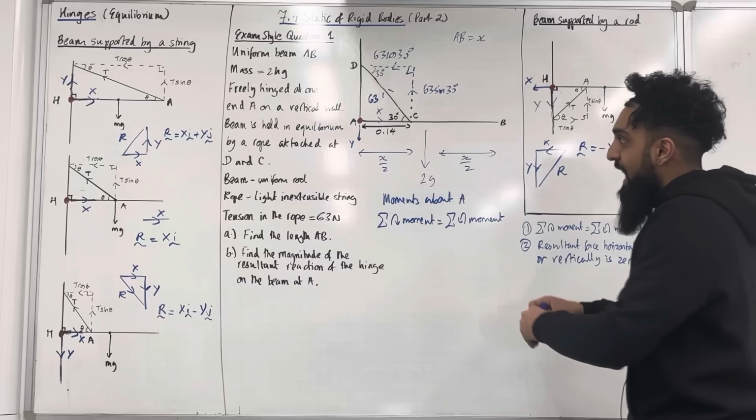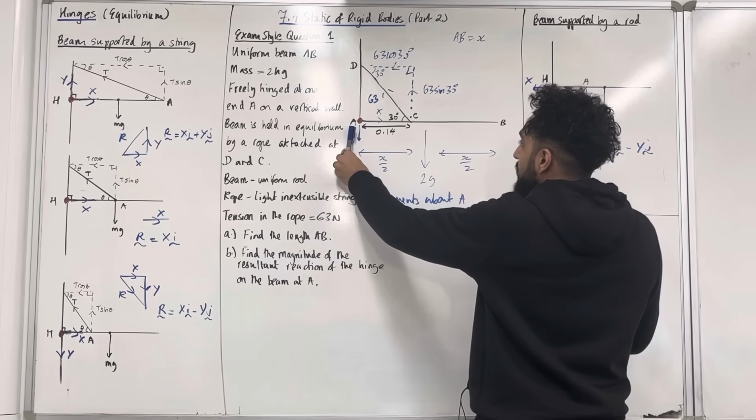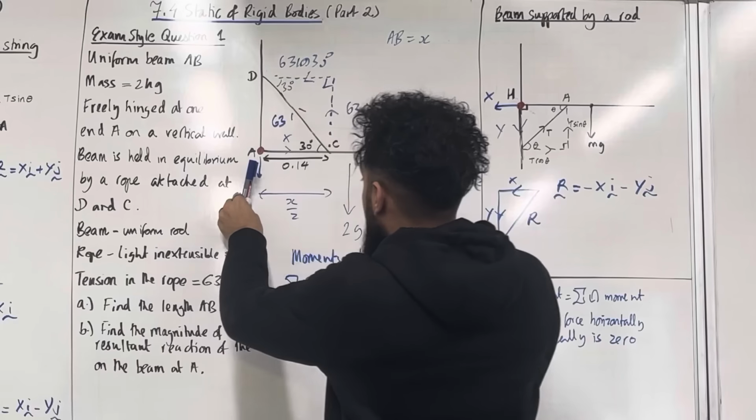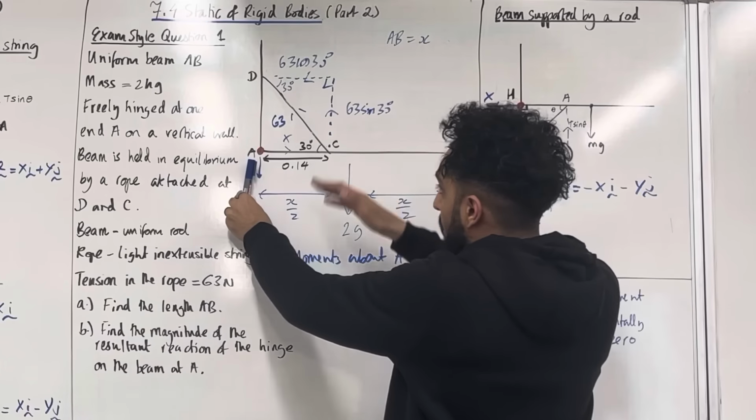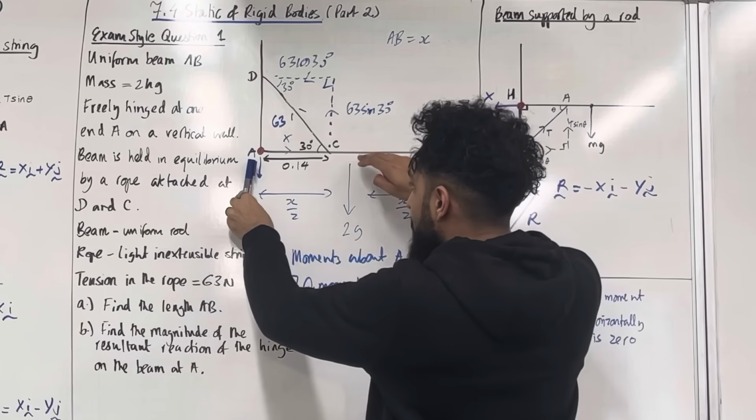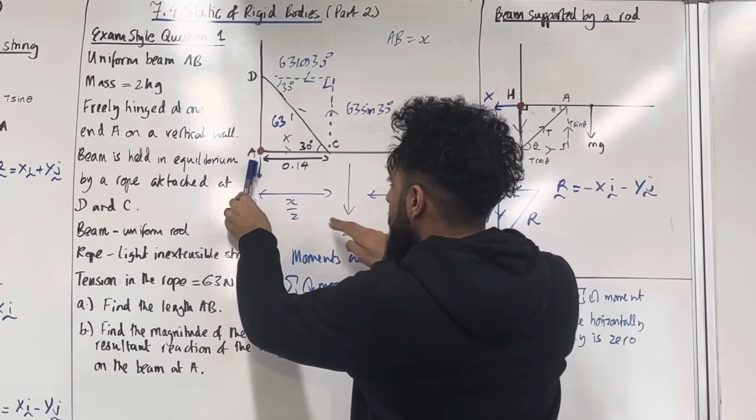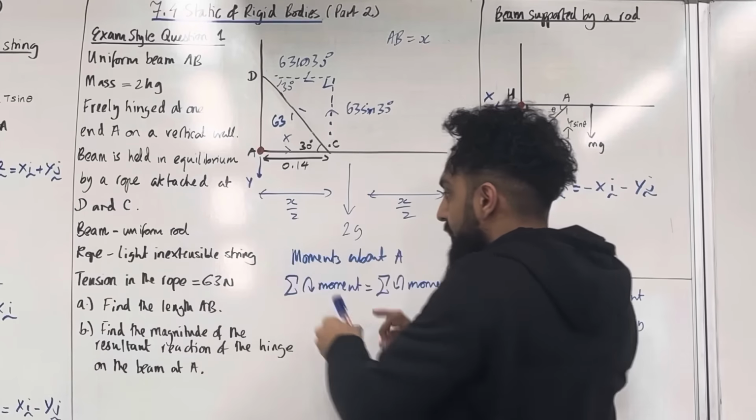Right, so if we take moments about the point A, the only forces that we're dealing with are the 63 newtons and the 2g force. In what direction does the 2g force take the body? Well, it's going to take the body in the clockwise direction. So we can calculate the moment of this particular force.